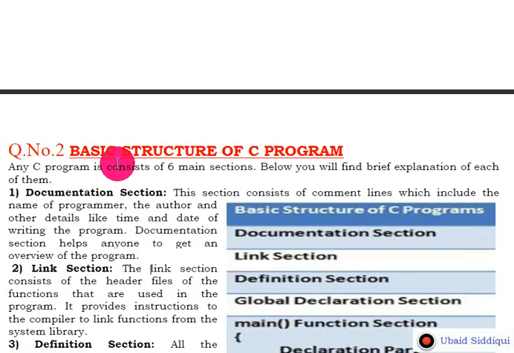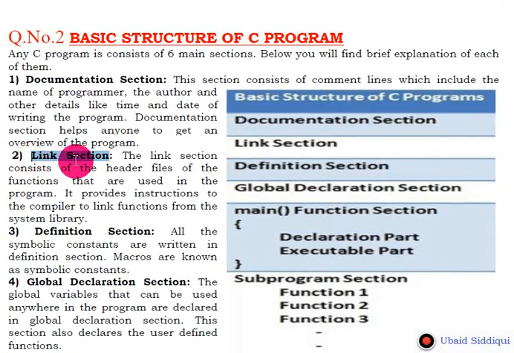Then the second section is the link section. This section is especially used for linking header files for using different functions present in these header files. In the C language library, there is a list of header files, and under these files there are hundreds and thousands of ready-made small functions, inbuilt functions that you can call. The only thing is you need to know the purpose of the function.